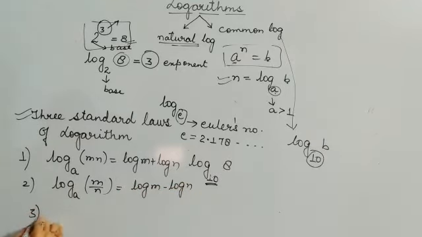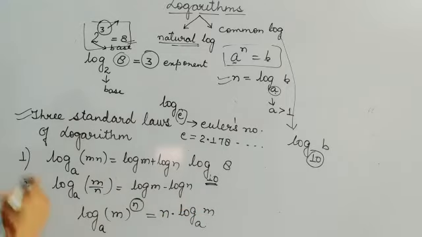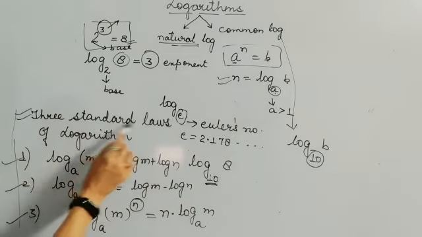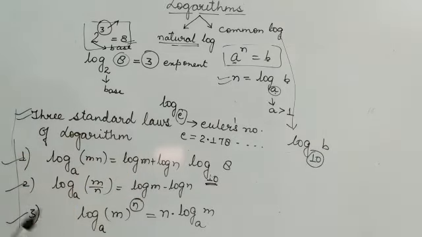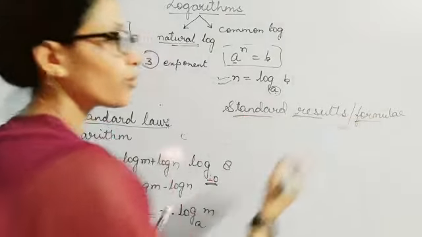And if we have log of m raised to power n to the base a, then we can write this power before log, and it can be written as n into log of m to the base a. So these are the three important standard laws which you have to remember when you are doing the logarithmic chapter. Let's now see some standard results and formulae.